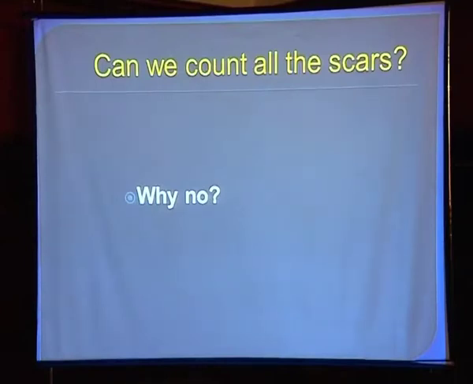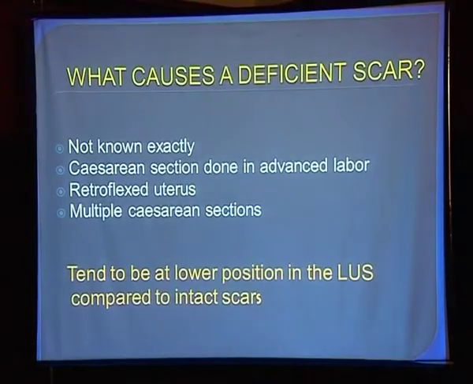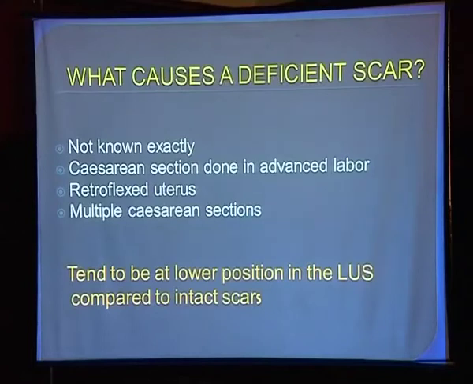And in women with multiple Caesarean sections, we cannot count all the individual scars because the subsequent incisions might have been made at the same level as the previous scar site. And what causes a deficient scar? The cause is not known exactly, but deficient scars are commonly seen when Caesarean section is done in advanced labor, in a retroflexed uterus, and in case of multiple Caesarean sections. And a deficient scar tends to be at a lower position in the uterus compared to intact scars.